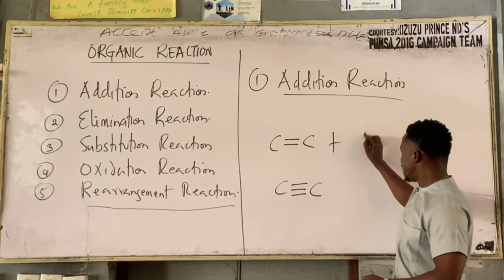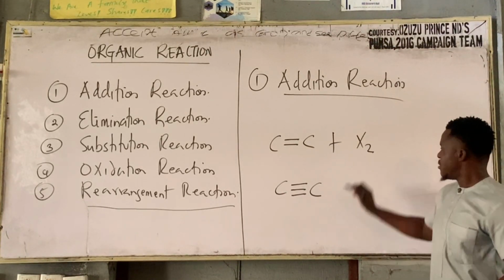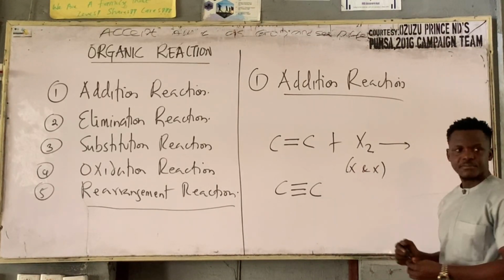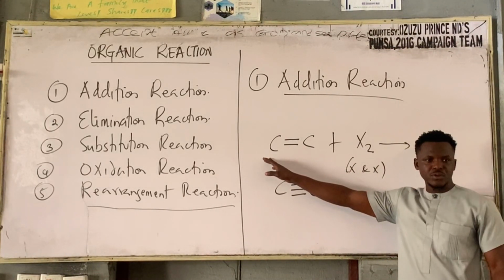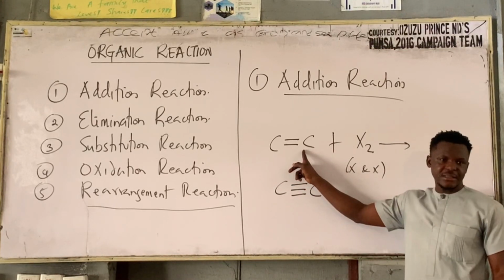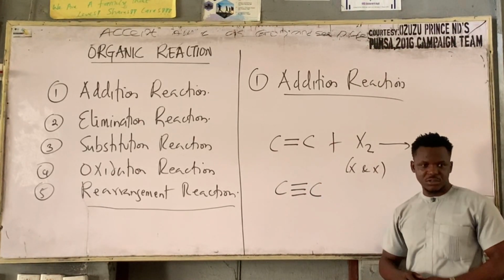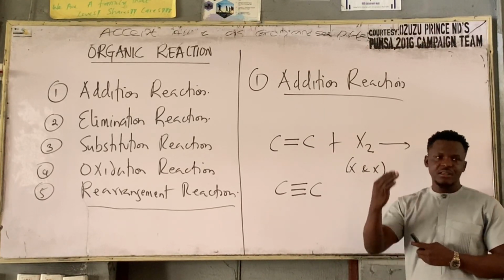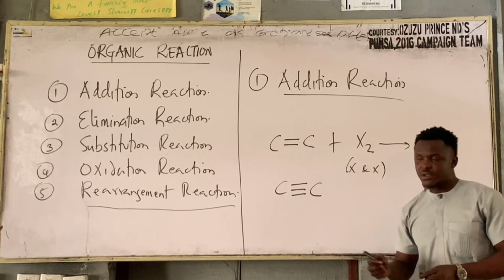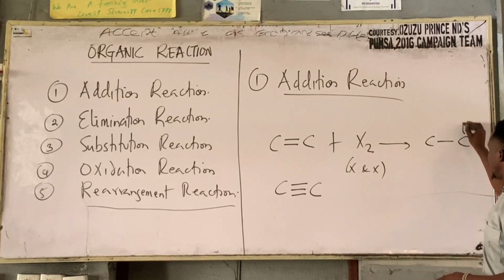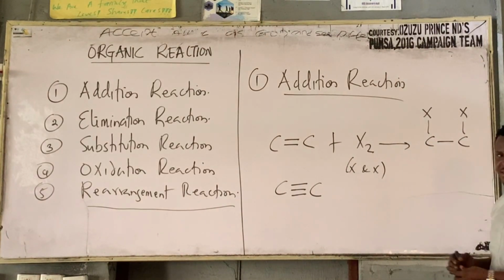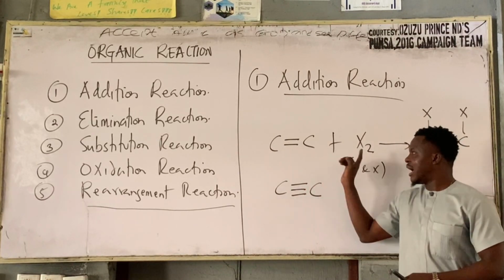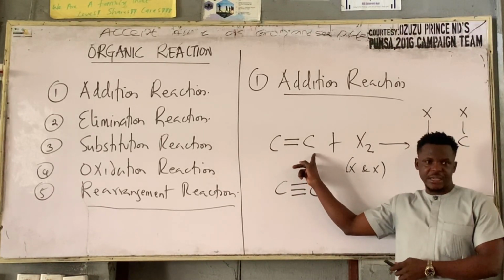If, for example, I have X2, this X is going to split as X and X. The first one will add to this carbon, the second will add to this one, and at the end of the day, you remove the bond. What was initially a double bond now becomes a single bond. That's why we said it leads to reduction in unsaturation. This guy becomes C, we have X, we have X. It has been added across. I added one here, I added another one here.